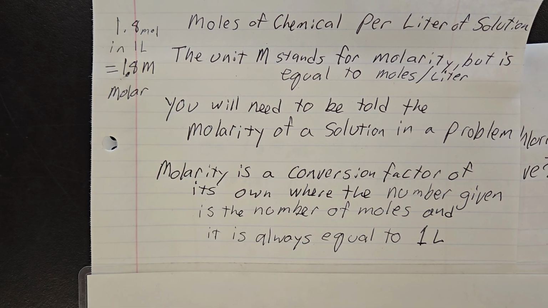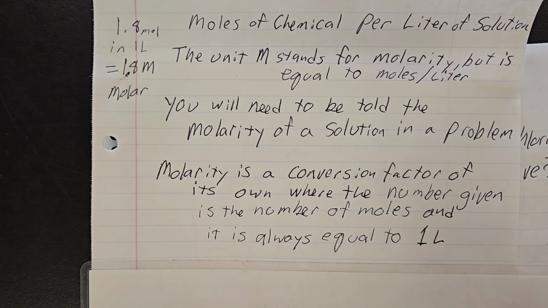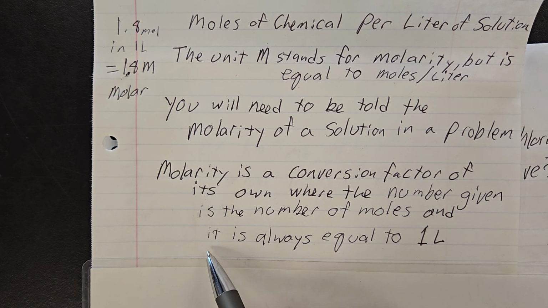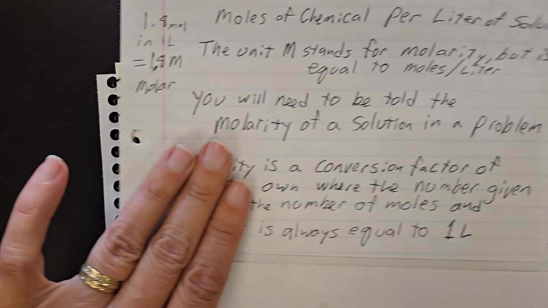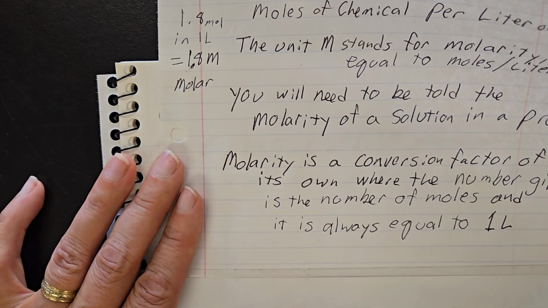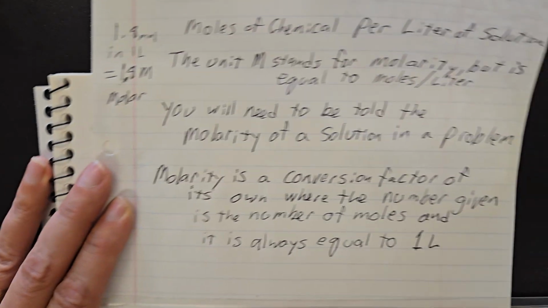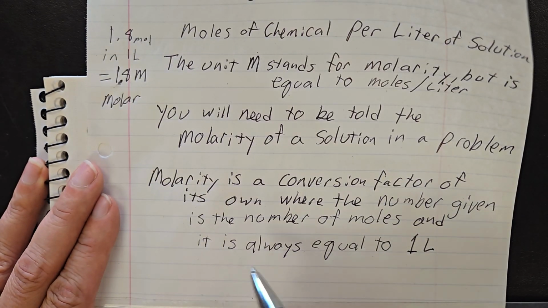Every other conversion factor we've worked with has 1 mole of something equal to a number of things. It's always like 1 mole of the chemical equals its molar mass, or 1 mole equals 6.02 times 10 to the 23rd particles, or 1 mole of a gas is equal to 22.4 liters at STP. Well, this time we write it as the number of moles equals 1 liter.